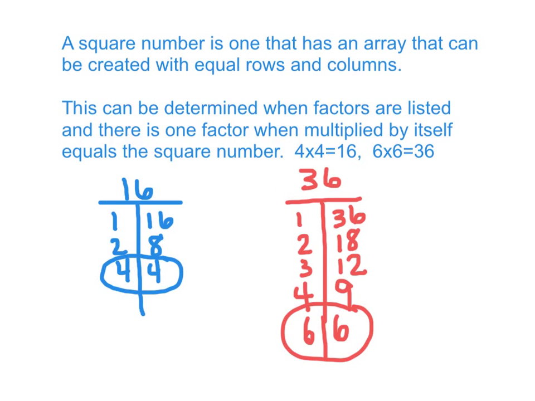All right, so let's summarize. A square number is one that has an array that can be created with equal rows and equal columns. This can be determined when factors are listed, and there is one factor that, when multiplied by itself, equals the square number. Our examples are 4 times 4, so the factor 4 multiplied by itself equals 16. You can look at that with 6 times 6, so the factor 6 times itself equals 36.